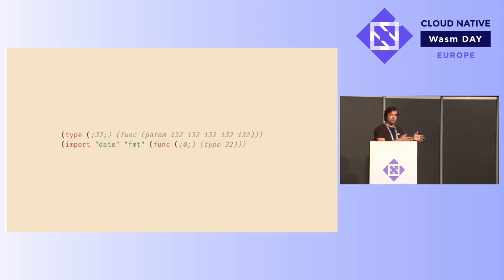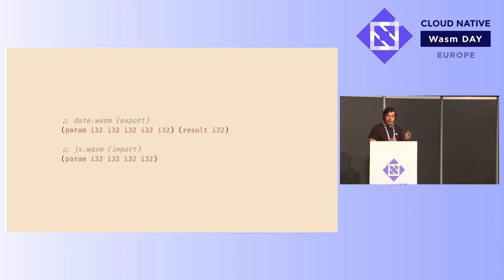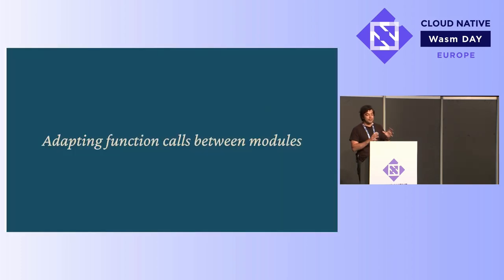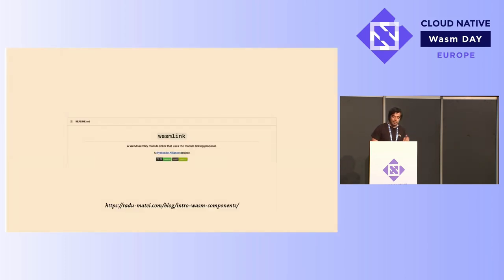Now we have the consumer module, and we have the producer module, or the API. One export looks like this, and the other import looks like the following. We can see that these signatures don't necessarily match, and here is where we need to introduce something else, adapting the functions between the two modules for them to communicate effectively. And here is where we started using a tool called WASMLink, and Radu, who was here, has written a blog post, so if you don't know how this works, you can read the blog there, and it might give you more insight.